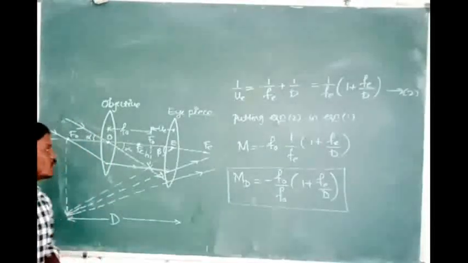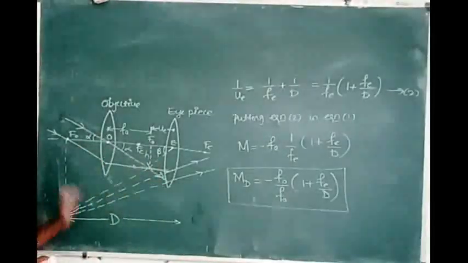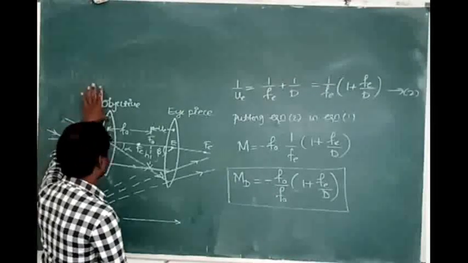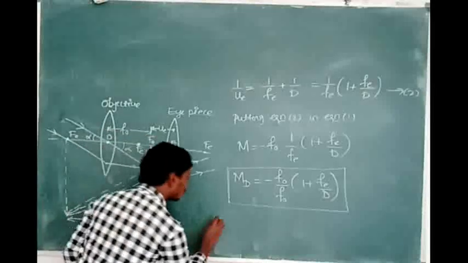Then what about the length of the tube now when the image is formed at the near point? What is the length here? It is the separation between the objective lens and the eyepiece.